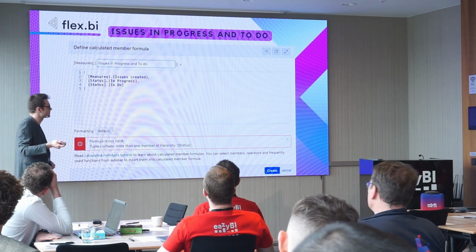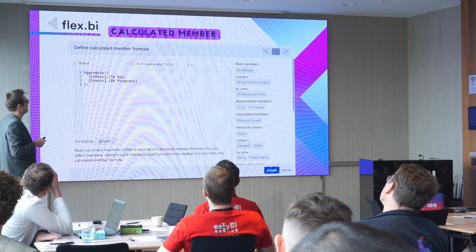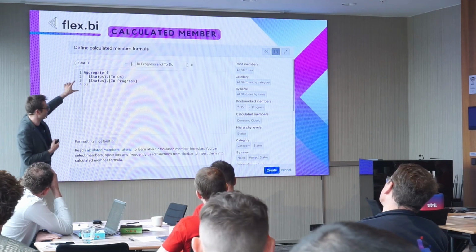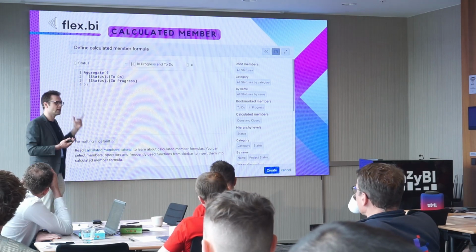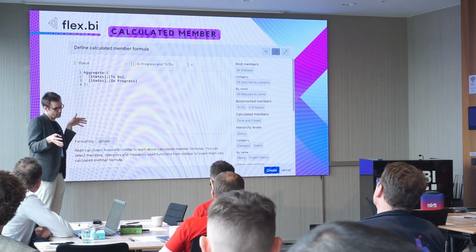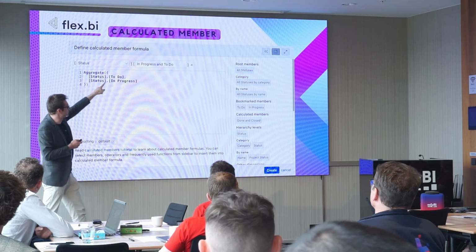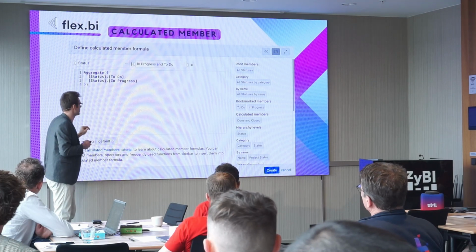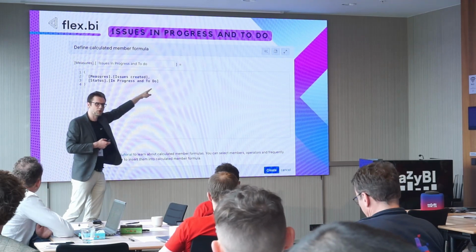So how do we solve this? We can solve this by using the aggregate that we just learned about and creating a calculated member that aggregates those two statuses together. And the thing is that calculated members are still members. So if you make a calculation with a bunch of members, that's still going to be one member. So now we will create this in progress and to do, calculated member in the status dimension, and instead of using two of those, we can just use the one calculation we created.